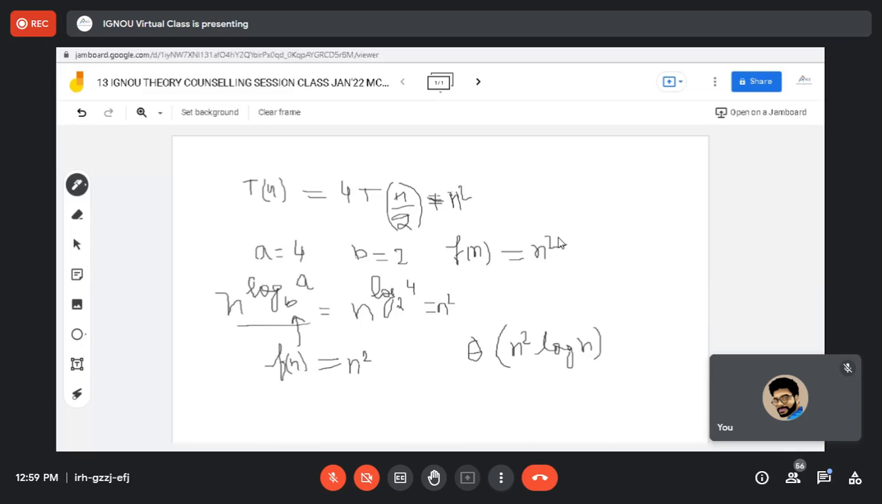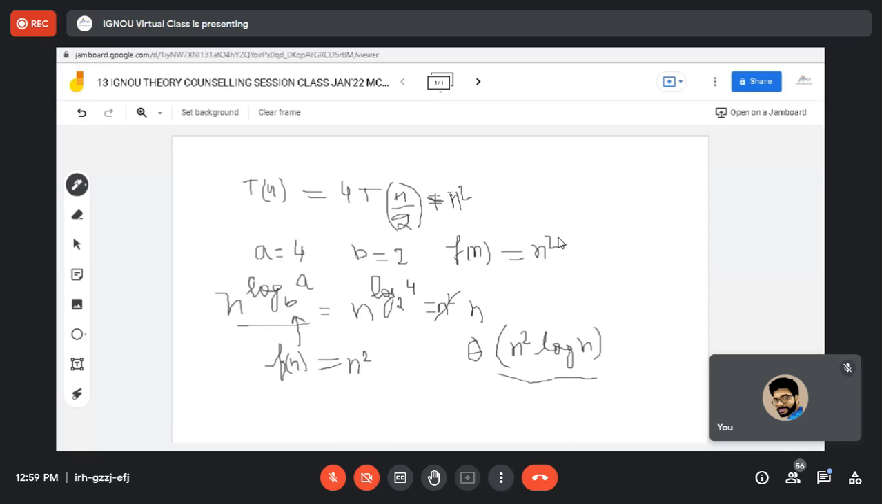Yes, you said it right. Fn is equal to n to the log base b of a, but the answer is this. Okay, I'm giving you the values here. If the Fn value is n square and the n to the log base b of a value is equal to n, now what is the answer? This value is n, and Fn value is n square. Then it would be n square. Yes, it is theta n square.